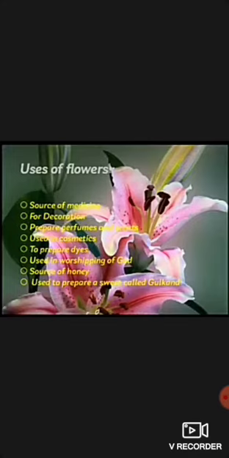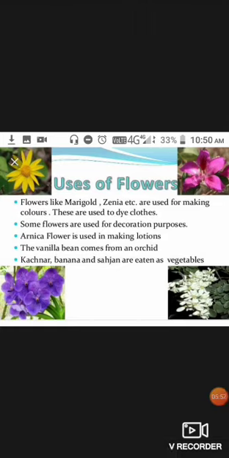So the nectar collected in the beehives is used as honey. Also, flowers are used to prepare a sweet called gulkand. Gulkand is a sweet made from the rose. Some other uses of flowers are also here. Flowers like marigold, zinnia, etc. are used for making colors. These are used to dye cloths.